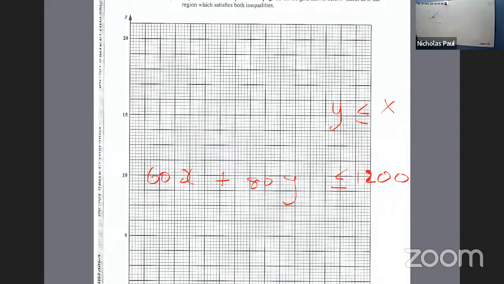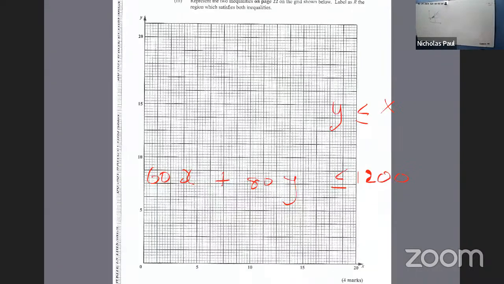So set up your scale. 4 centimeters is 5, right? Do not change it. 4 centimeters is 5. Use the same scale given there. 4 centimeters is 5 units. Set it up.